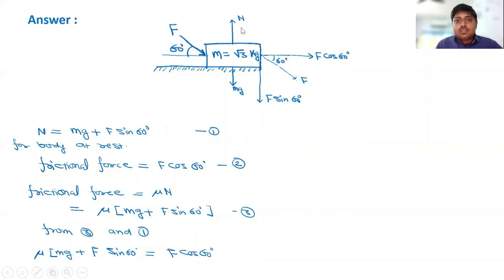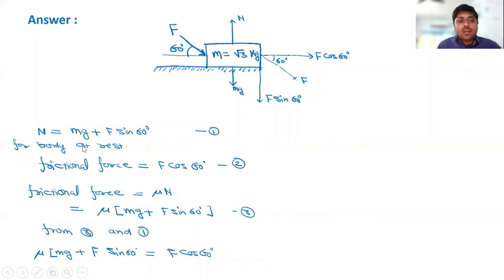We can say that in the upward direction, there is one force N, and in the downward direction, we have two forces mg and F sine 60 degree. And there is no movement in upward or downward direction. So for this equilibrium state, N must be equal to mg plus F sine 60 degree. Let's say this is our equation 1.